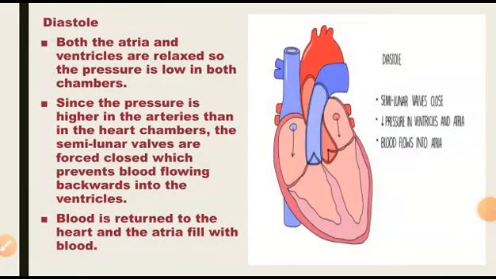Then the third phase of the cardiac cycle is known as the joint diastole, where both the atria and the ventricles are relaxed, so the pressure is low in both the chambers. Since the pressure is higher in the arteries than in the heart chambers, the semilunar valves are forced closed, which prevents blood flowing backwards into the ventricles, and this closure of the semilunar valves produces the second heart sound, that is dub. Blood is returned to the heart and the atria fill with blood again. So the two heart sounds are lub and dub.